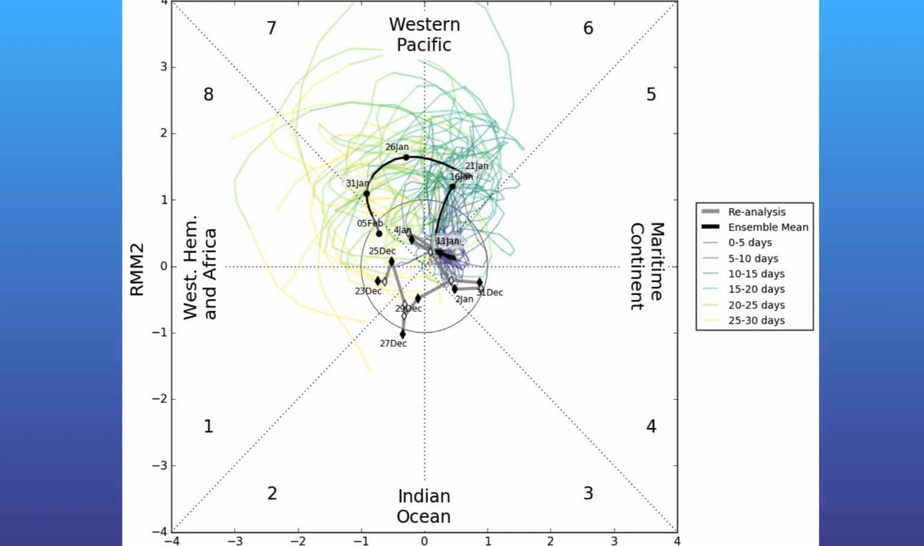Each phase corresponds to a specific geographical region. For instance, Phase 1 is Africa, Phases 2 and 3 represent the Indian Ocean, and Phases 4 and 5 cover the maritime continent near Indonesia and Australia.